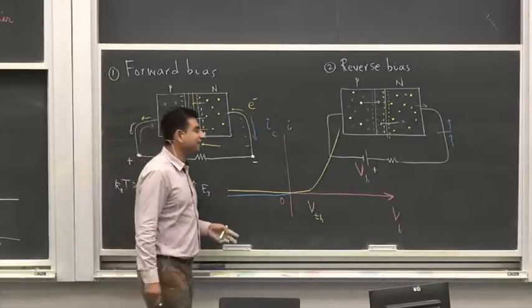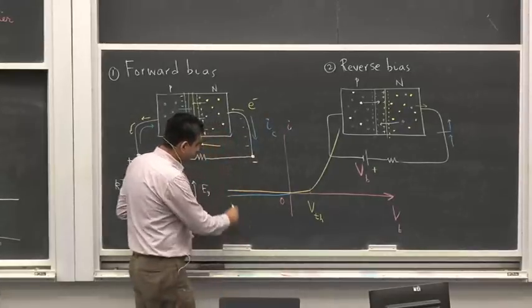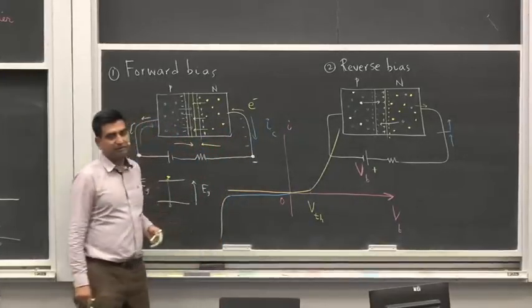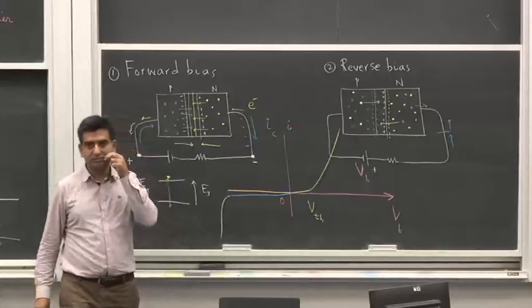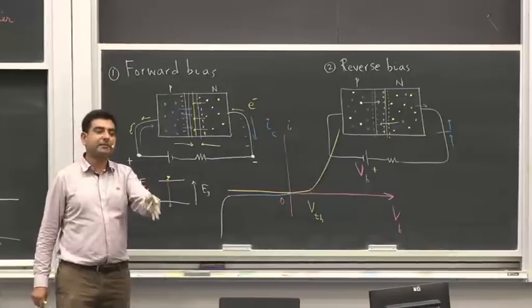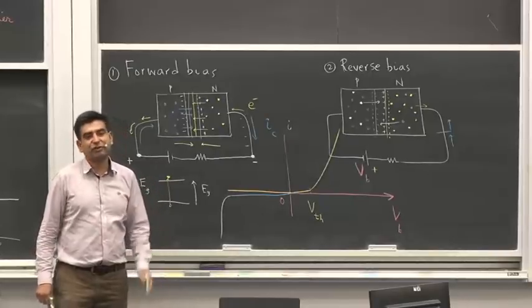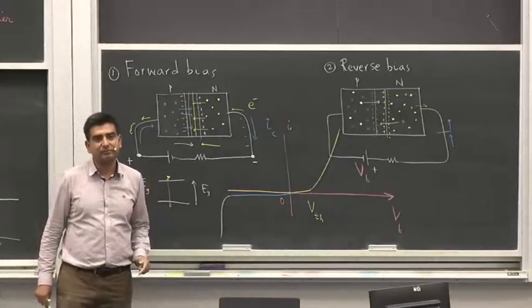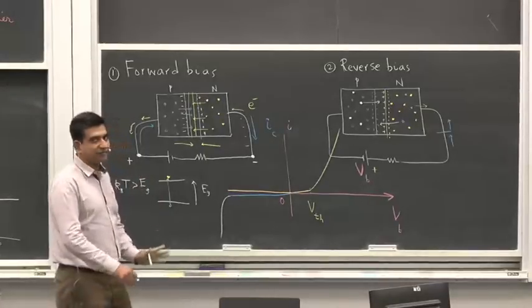And in a certain regime, there could be a breakdown effect as well. This is called a Zener diode. But I'm not going to describe this. And tunneling is important in some diodes. It's called a tunnel diode. Okay, but I'm not going to describe that.